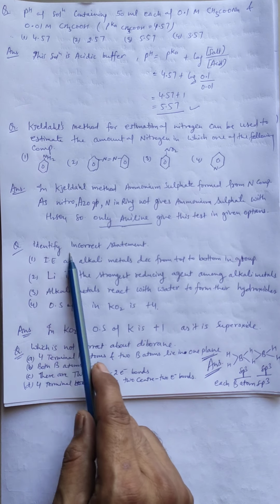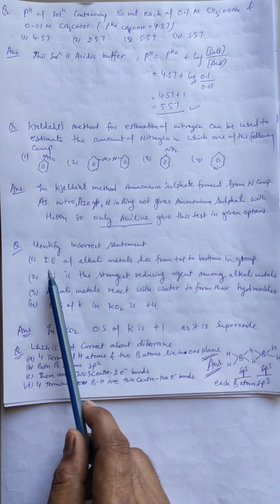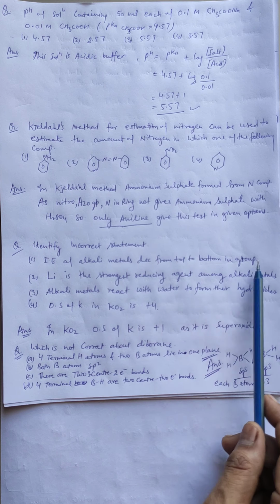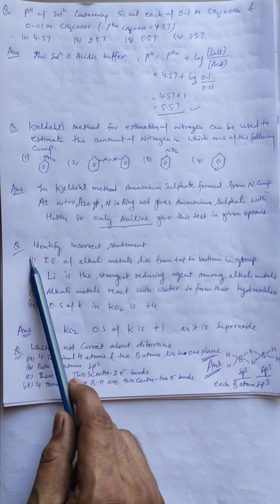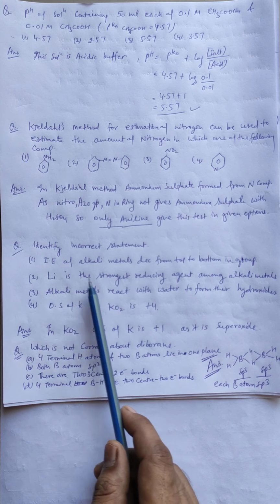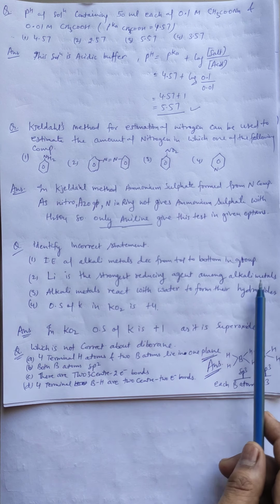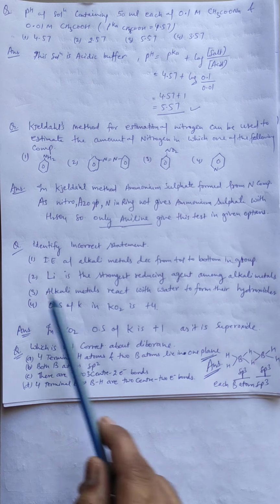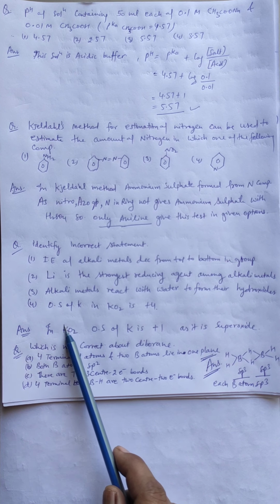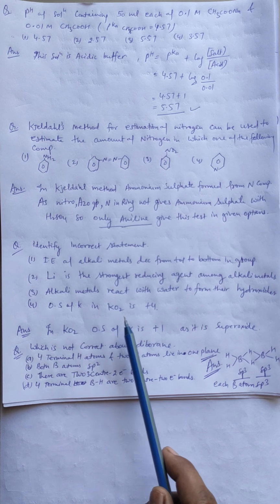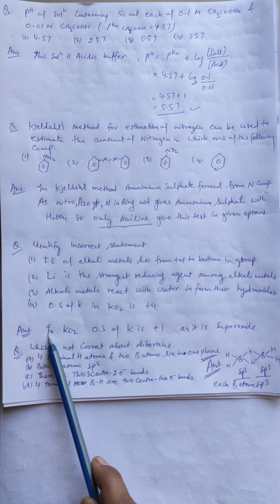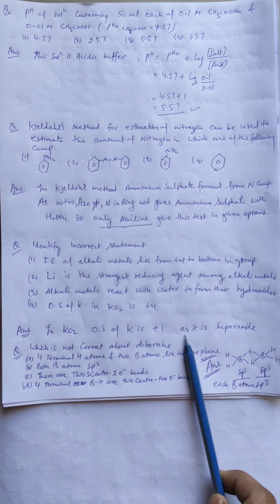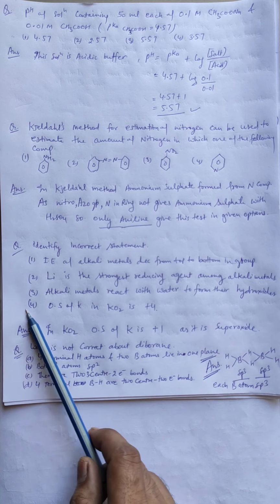Now the next is, identify incorrect statement. Ionization energy of alkali metals decreases from top to bottom in group. We have to find out the incorrect statement. It is the correct statement. Second, lithium is the strongest reducing agent among alkali metals. Yes, it is also correct. Now alkali metals react with water to form their hydroxide. It is also correct. Now fourth one, oxidation state of potassium in KO2 is +4. So in KO2, oxidation state of K is +1, because KO2 is a superoxide there. So it is the incorrect statement, fourth.